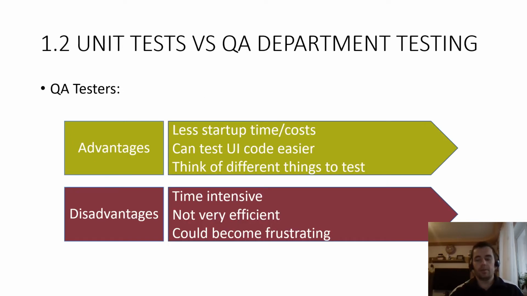Good. So let's see the advantages of QA department testing. The startup time costs are very low. They can test right away. They can test the UI code easier, and they can think of different things to test compared to us developers. The disadvantages: it's time intensive, it's not so efficient, and it could become frustrating in some cases.